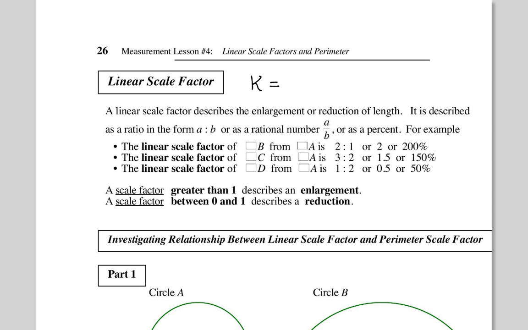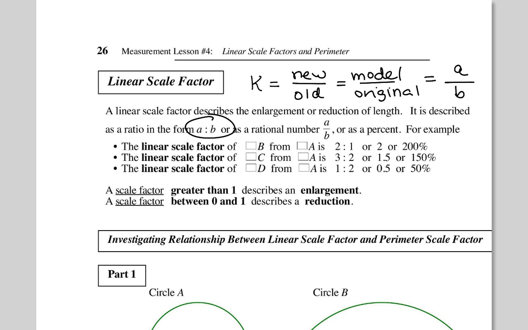And it's just going to be a ratio, just like we've been talking about the past couple of days. K is going to be some ratio. And there's lots of different things that you could call it. You could call it the new thing over the old thing. You could call it model over the original. Heck, you could even call it A over B. It doesn't matter what you call it. It's just a ratio. Scale factor is a ratio.